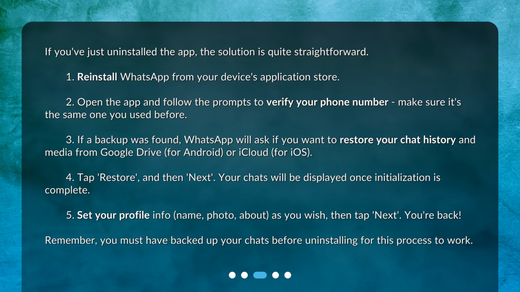4. Tap Restore and then Next. Your chats will be displayed once initialization is complete. 5. Set your profile info, name, photo, about, as you wish, then tap Next. You're back. Remember, you must have backed up your chats before uninstalling for this process to work.